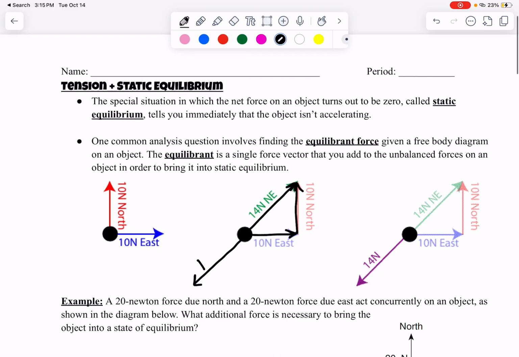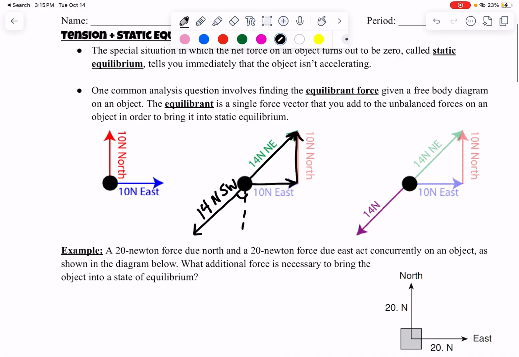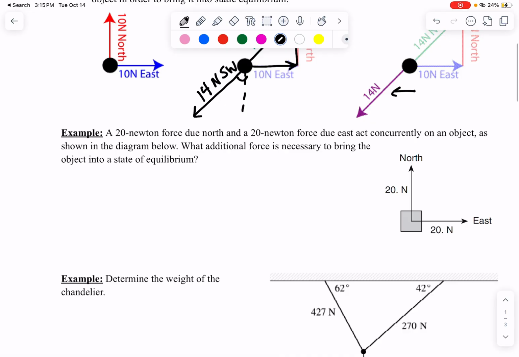So it would be 14 newtons. And this one only says northeast there, so this would be southwest if we're going to use that. But oftentimes we want to have an angle that goes along with it too. We could do that, but for now we'll just say southwest. So you can see that your equilibrant force is depicted right there with that purple arrow. Okay, so let's actually do one of these and do the math.